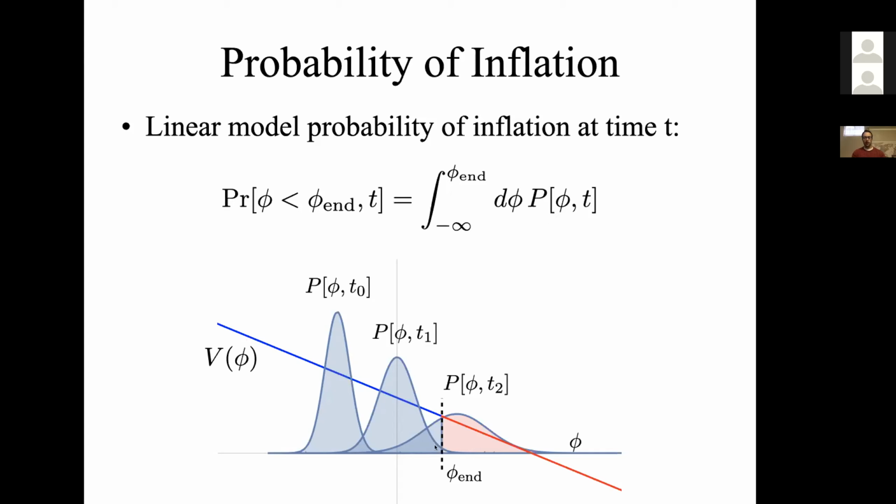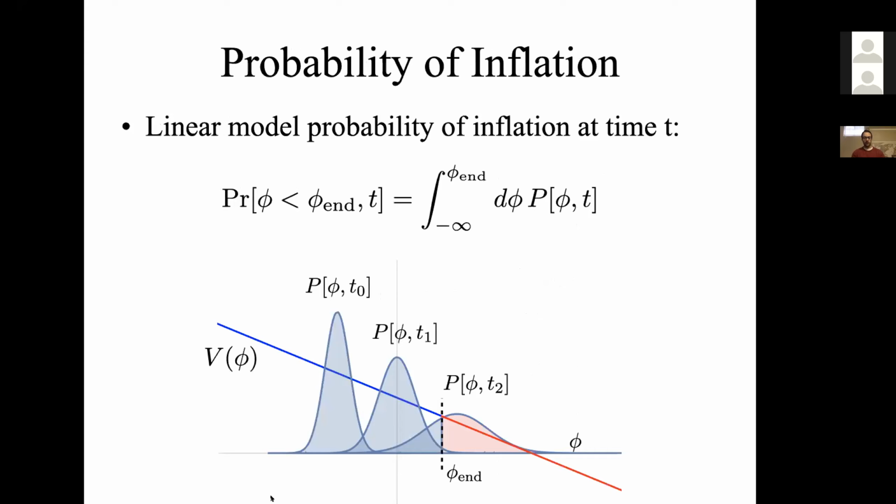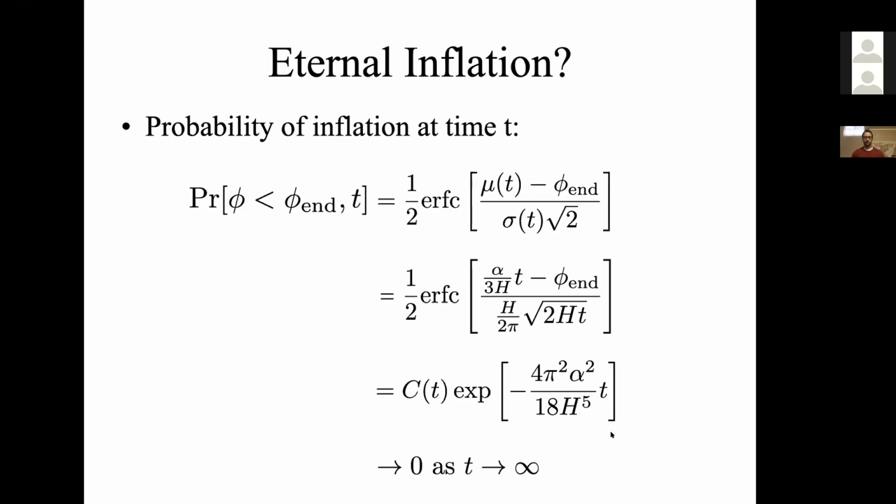And we can actually just do this computation because remember, we have this analytic Gaussian solution for P. And so we can integrate this Gaussian distribution. That's going to give us an error function, erfc. And as t gets large, we can approximate this as this exponential decay. So as t goes to infinity, the probability that inflation is occurring goes to 0. And this makes sense physically. As time goes on, the mean of this Gaussian is going to be further and further to the right, and so the probability that you're lying here in this tail is going to get smaller and smaller. And indeed, it's going to decay exponentially in time.